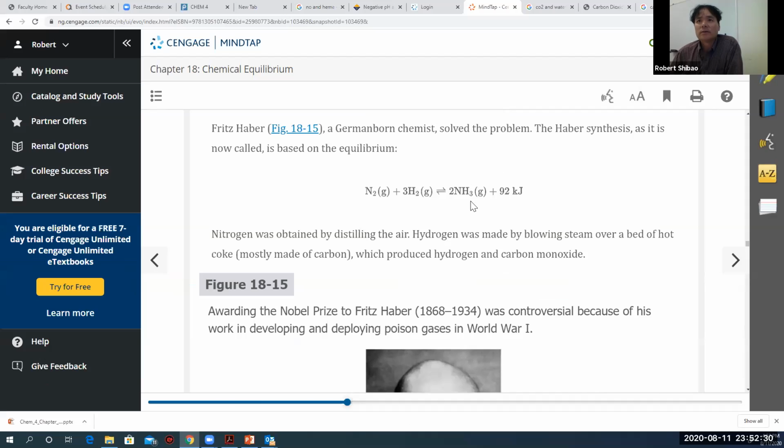Is this reaction going to be favored at high temperature or low temperature? This reaction is going to be favored at low temperature because it's exothermic. And so we want to remove the heat, which would shift this to the right. If we remove product, Le Chatelier's principle says the reaction is going to shift to compensate for it.